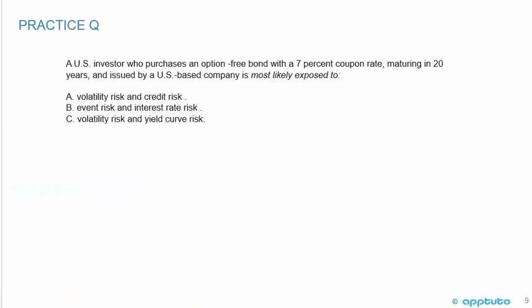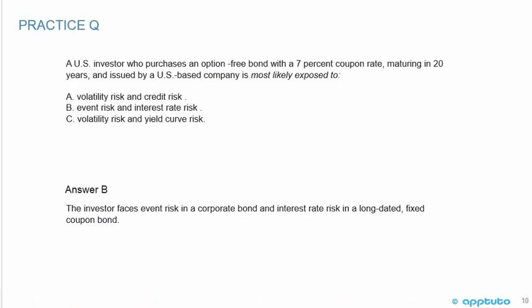So we'll do a quick practice question. A U.S. investor who purchases an option-free bond with a 7% coupon rate maturing in 20 years and issued by a U.S.-based company is most likely exposed to: A, volatility risk and credit risk; B, event risk and interest rate risk; or C, volatility risk and yield curve risk. Okay, that one might have been a little bit tricky, but not too bad. So the correct answer is B. The investor faces event risk in a corporate bond and interest rate risk in a long-dated fixed coupon bond. So the interest rate risk is always there. The volatility risk was the wrong one.